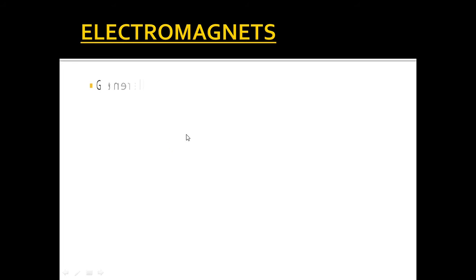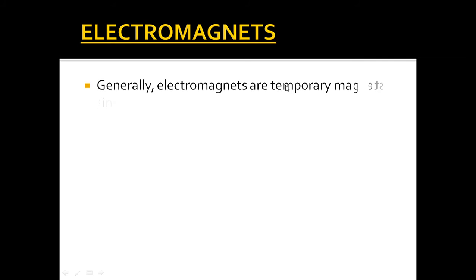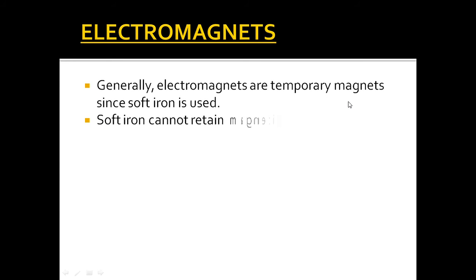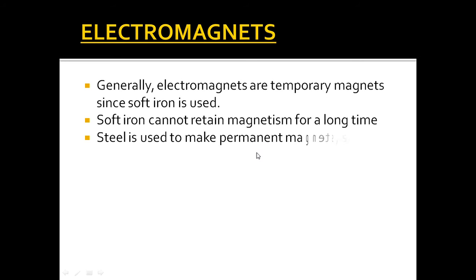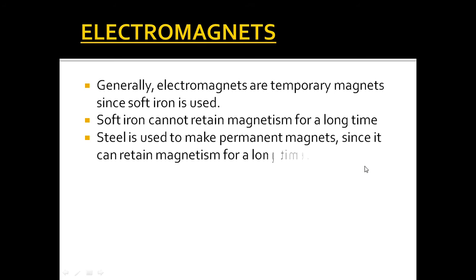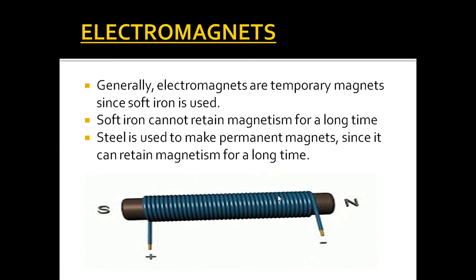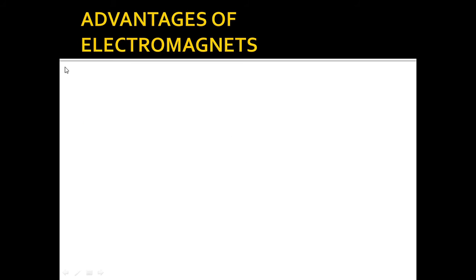Electromagnets. Generally, electromagnets are temporary magnets since soft iron is used. Soft iron cannot retain magnetism for a long time. Steel is used to make permanent magnets since it can retain magnetism for a long time. This is a picture showing electromagnet.